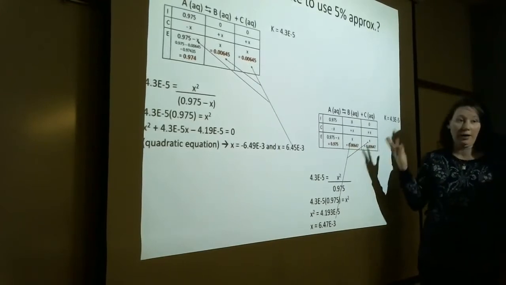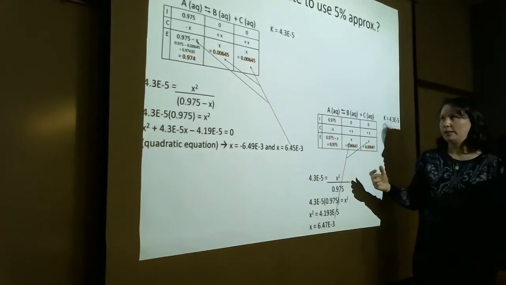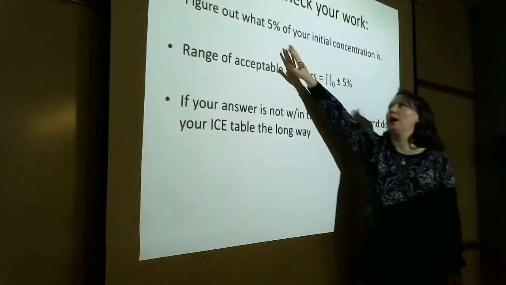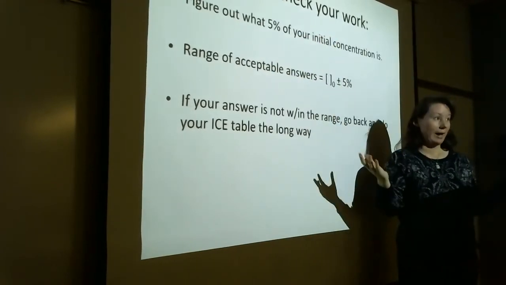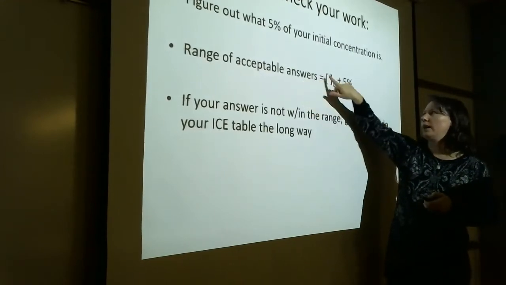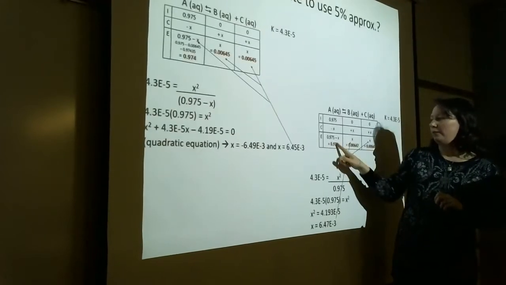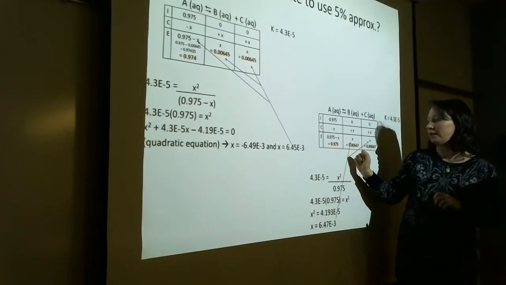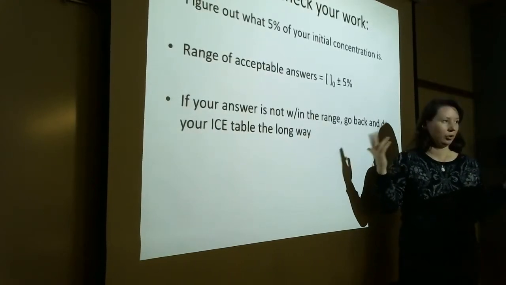You need to have a standardized way to know if this difference is meaningful or not. So how do we check our work? The way we're going to do that is we're going to figure out what 5% of our initial concentration is. That'll produce a range of answers that we can accept. The range of answers that we can accept is the initial concentration plus or minus 5%. And then if the answer you get using the approximation falls into that range, then we're good. We're cool. We don't have to do anything.